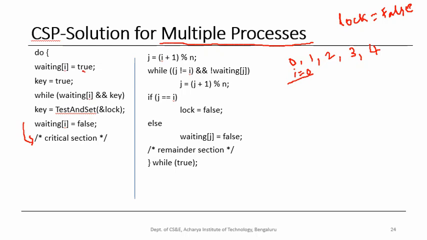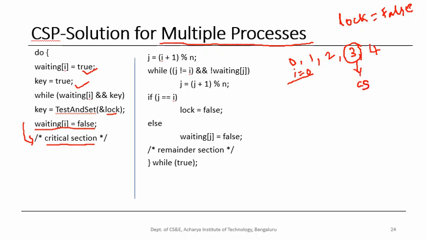Because it makes waiting of i is equal to true and key is equal to true, and sees the lock value as false, it could enter into the critical section. But before that, it says that its waiting is over by making waiting of i is equal to false. Now see, suppose after that, suppose P3 wants to enter into the critical section.